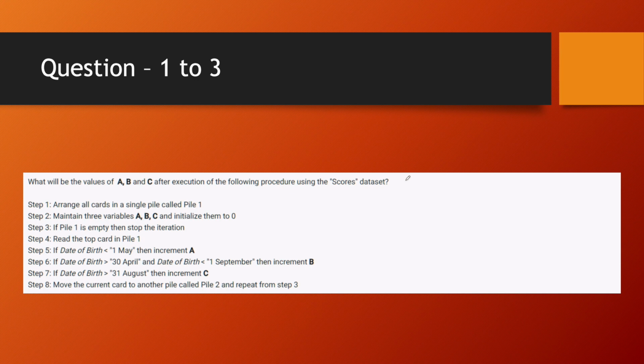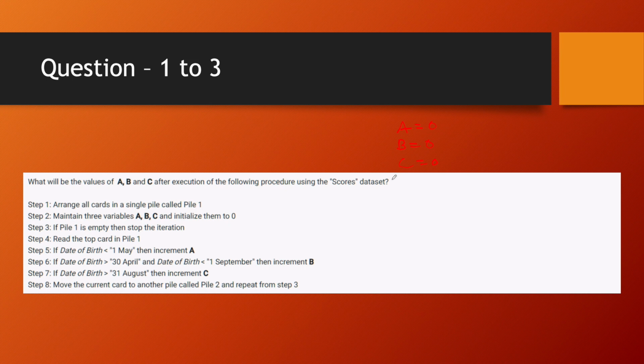Step 1 states: arrange all the cards in a single pile called pile 1. I think that's an easy procedure to follow, you just have to look through the cards. Then the second step is that you have to maintain 3 variables A, B, C and initialize them to 0. That's also an easy step. You just take a variable A, keep it as 0, a variable B, keep that as 0, and another variable C and initialize it to 0. Once you've initialized all 3 variables to 0, you then go through step 3.